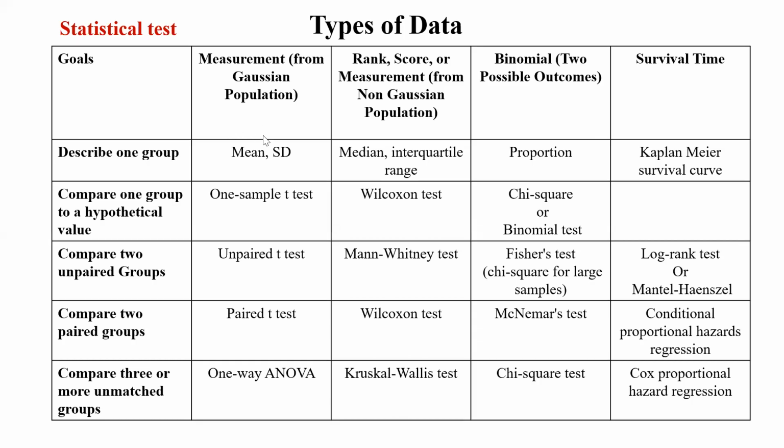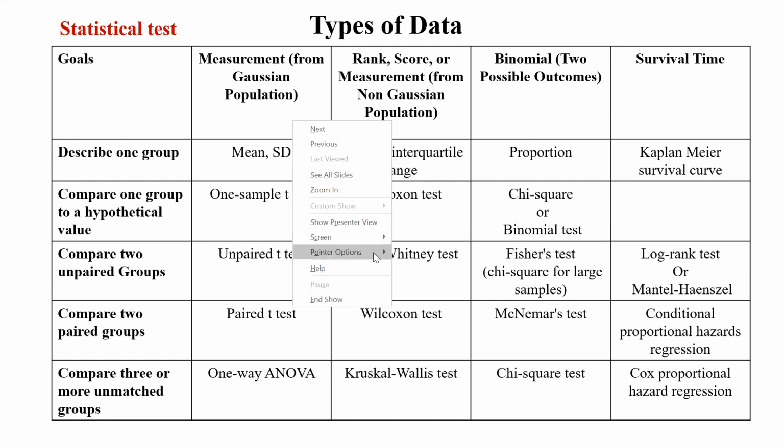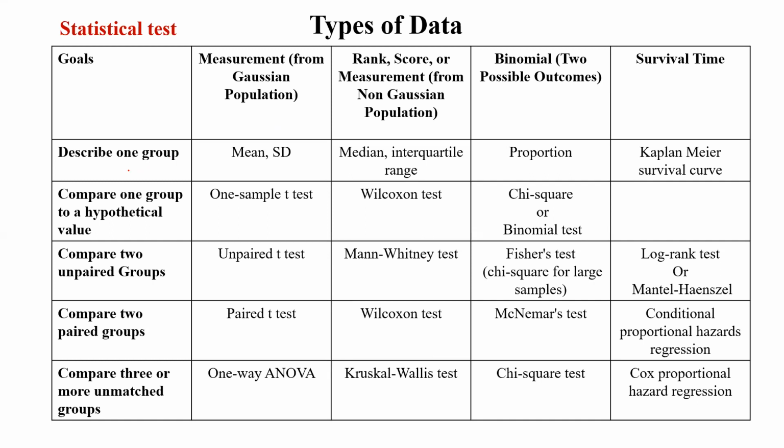So being researchers, when we are going to begin data analysis, before data analysis we need to have basic understanding about our goals, our objective, and types of variables. Then we need to understand types of data. If data is from Gaussian populations, meaning data is following the characteristics of normal distributions, then we'll apply the parametric test.